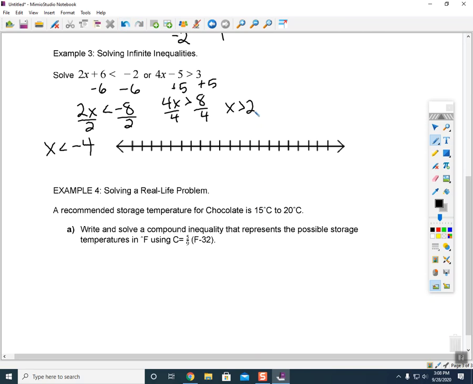So my inequality is going to look like this. x is less than negative 4, or x is greater than 2. So when I graph this, I'll have an open dot on negative 4 with my arrow pointing to the left. And then I'll have another open dot on positive 2 with my arrow pointing to the right. And that's all I have to do for that one.